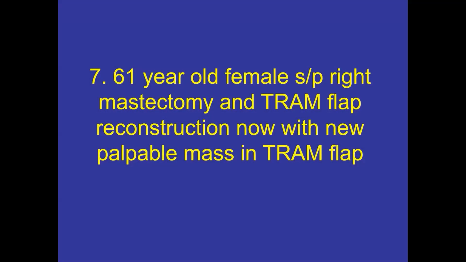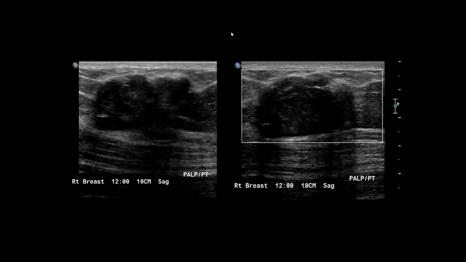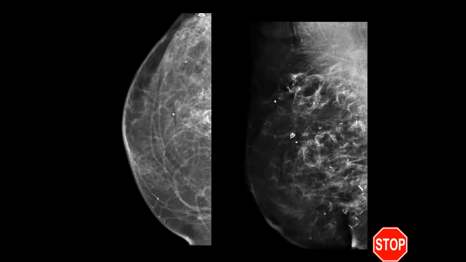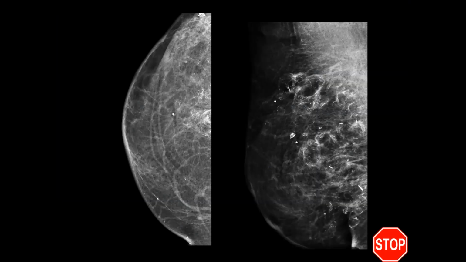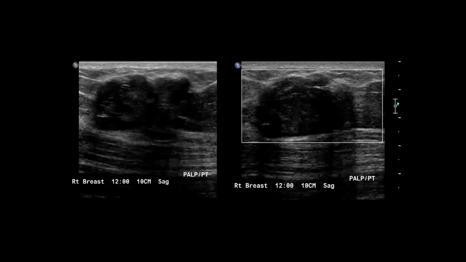Our next case is a 61-year-old female, status post-right mastectomy, TRAM reconstruction, and she now has a new palpable in the TRAM. I'm going to go on again. This is the mammogram of that right TRAM. The same breast as the palpable where that ultrasound was done. We'll go to the question. Go back to an image. Go back to the ultrasound. Not sure what people find more helpful.